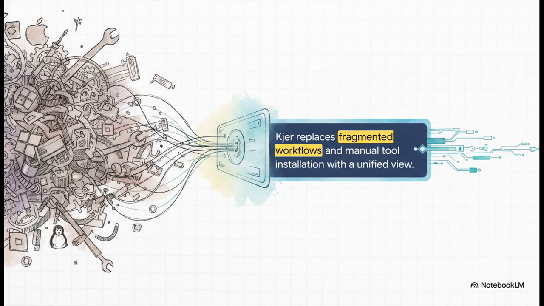So, the absolutely crucial point to take away is that Kjer replaces fragmented workflows and manual tool installation. And what does that actually mean for you day to day? Well, you are essentially buying compliance abstraction. Instead of dealing with the manual, fragmented chaos of patching together totally different workflows and tools for your Macs, your Windows PCs, and your Linux machines individually, you get a single unified control plane that handles the whole shebang. It's really about buying back your team's valuable time.